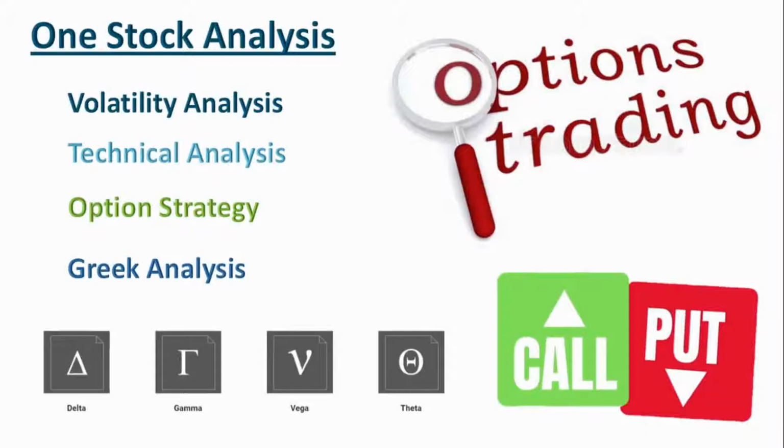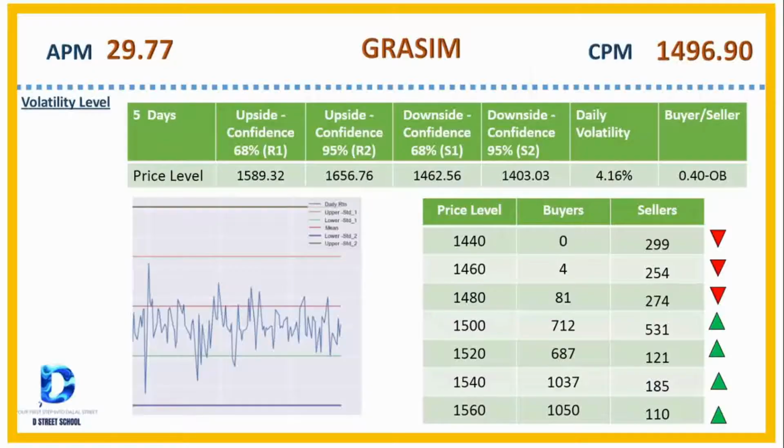Next, we will see the statistical analysis. GRASIM, as I said before, the current market price is 1,496 rupees. The average price movement of the stock is 29 rupees 77 paise. I calculated this from the last 1 year of data. So GRASIM India's average price movement is 29 rupees 77 paise. These are the volatility levels I have given here.